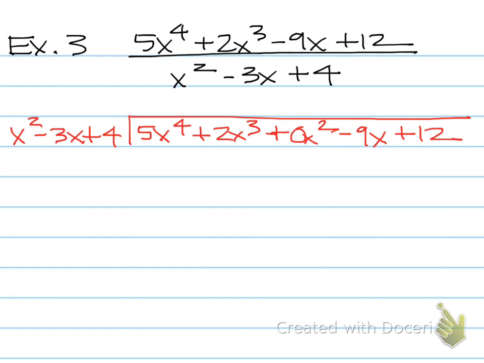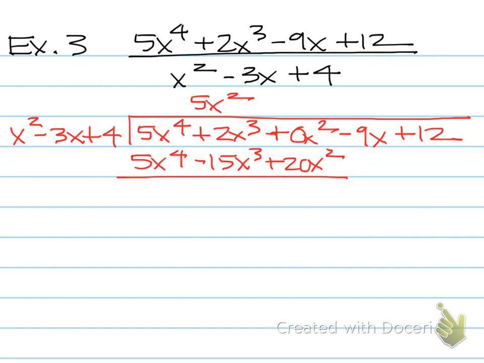So to get 5x to the 4th, we have to multiply x squared by 5x cubed. I'm sorry, 5x squared. And so we can multiply 5x squared by all the terms in the divisor. And we get 5x to the 4th minus 15x cubed plus 20x squared. Change the sign of the bottom row and add them up. And then bring down that next term.